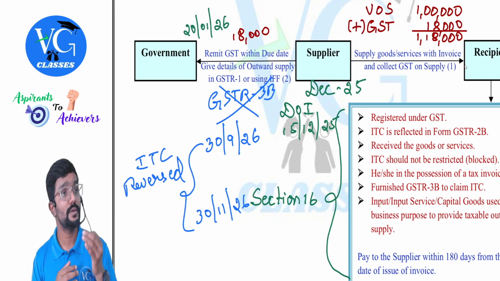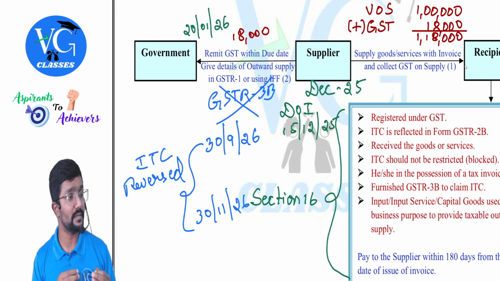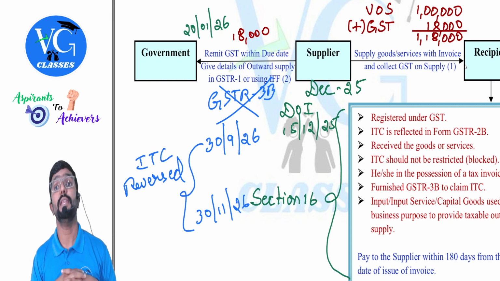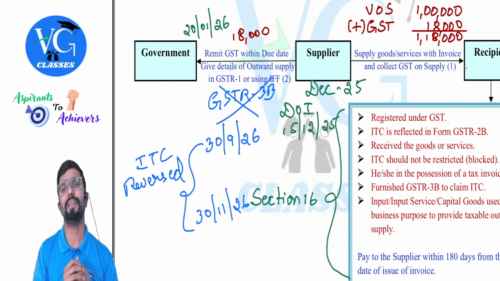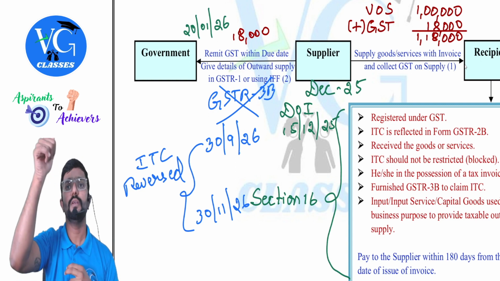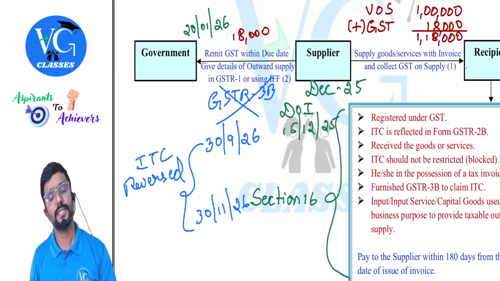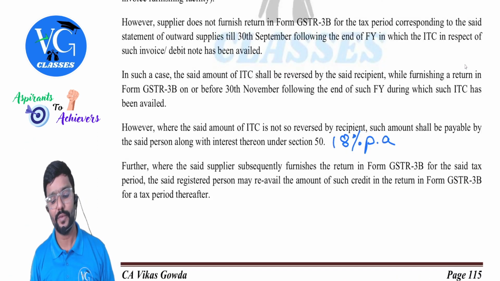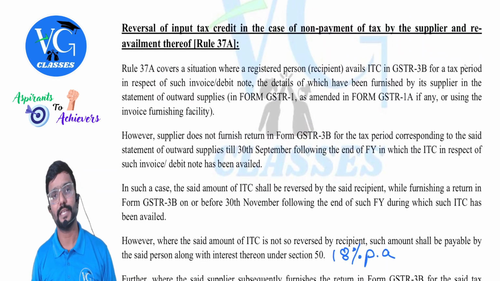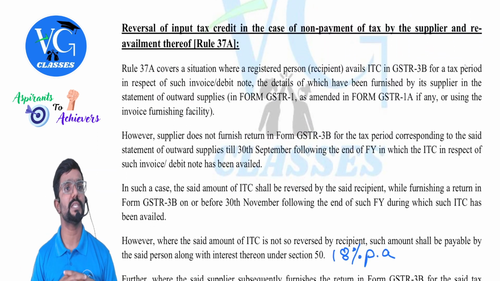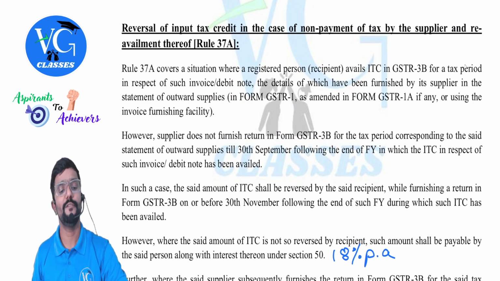But obviously, guys, when there is a delay in filing the returns, the supplier will be levied a late fee for it. Late fee that is given in section 47. We will learn that in the returns chapter, guys. Understood? This is all about rule 37A, people. So we are completely done with section 16, guys. We have a few clarifications which we will see next.